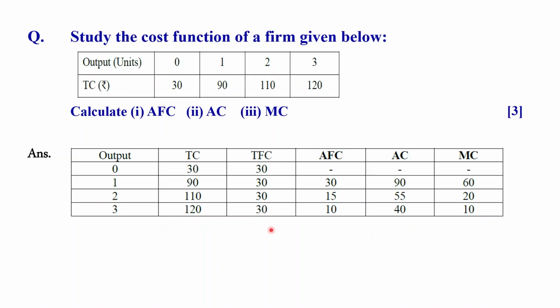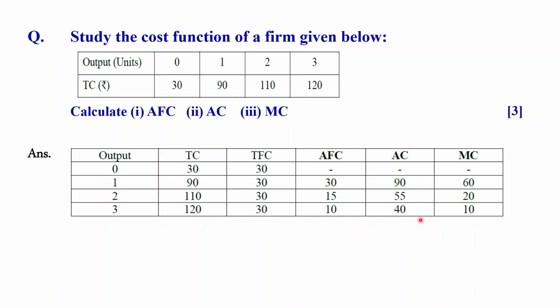After that, you calculate AFC. Now, what is AFC? Average fixed cost. It is TFC divided by output. Now, notice that at 0 output, AFC is not calculated because division by 0 is not possible or is not defined. From output 1 onwards, AFC keeps falling as output increases.